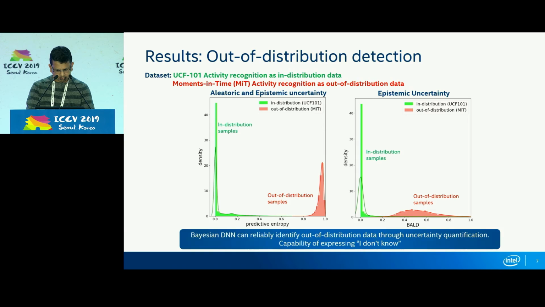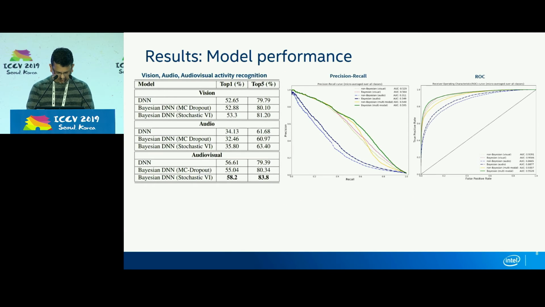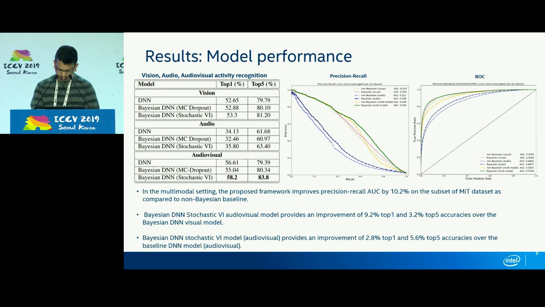And finally, the reliable uncertainty estimates obtained from the proposed method provide better accuracy, AUPR and AUROC values, while providing reliable uncertainty estimates which can be critical in real-world applications. The proposed Bayesian DNN model provides a precision-recall log improvement of 10.2% on the MIT in-distribution samples we have considered.